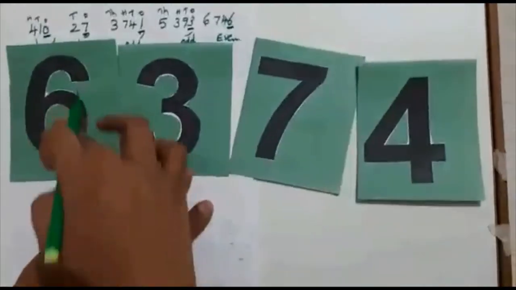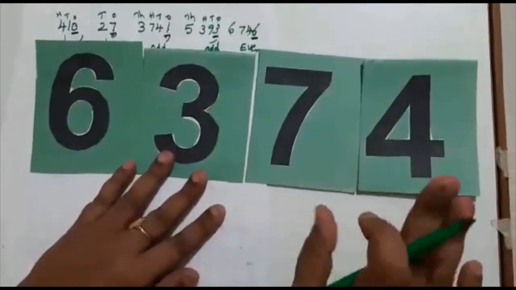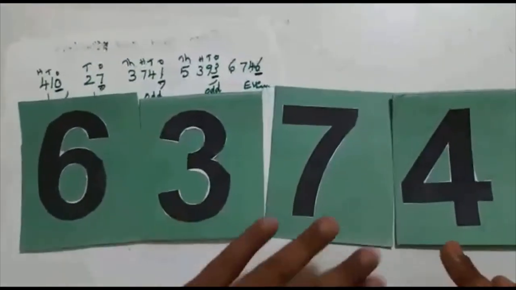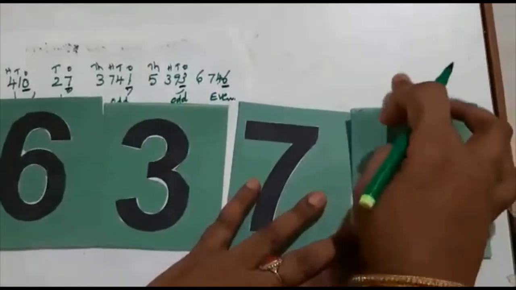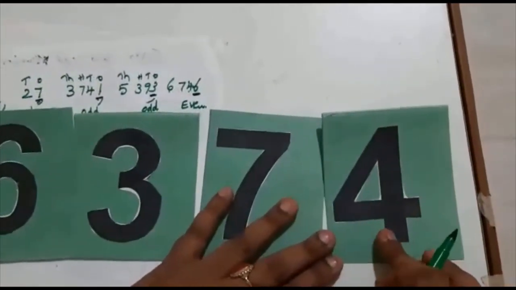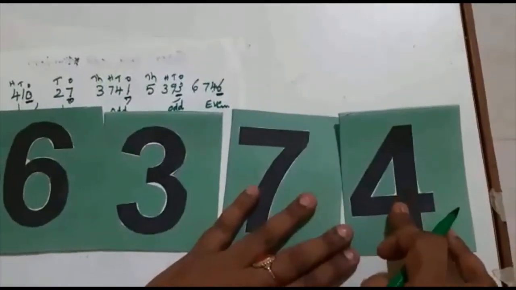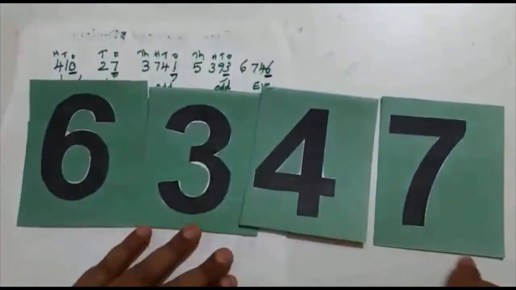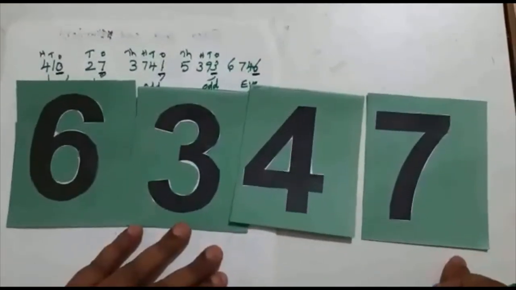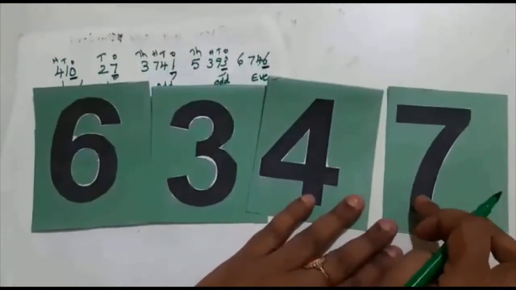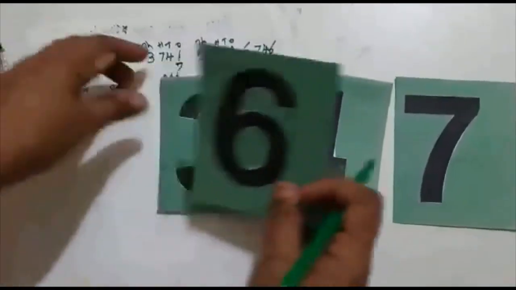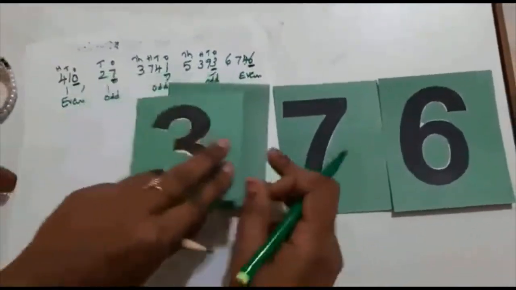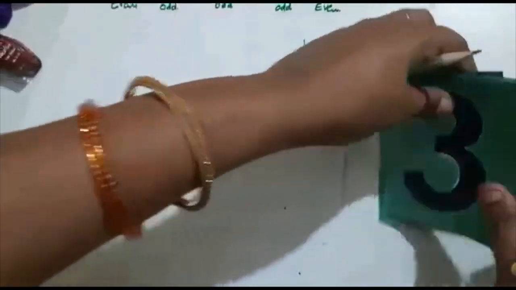How to read this number? 6374. So, if I ask whether 6374 is even or odd, what's your answer? Even. Why is this an even number? Because we can observe that 4 is in the 1's place. So, the 1's place is 4, which means this number is an even number. For example, if I interchange these 2 digits, now tell me, is it even or odd, children? Odd number. Why? Because here the 1's digit is 7. Like that, if you interchange the digits, we can identify whether the numbers are even or odd.